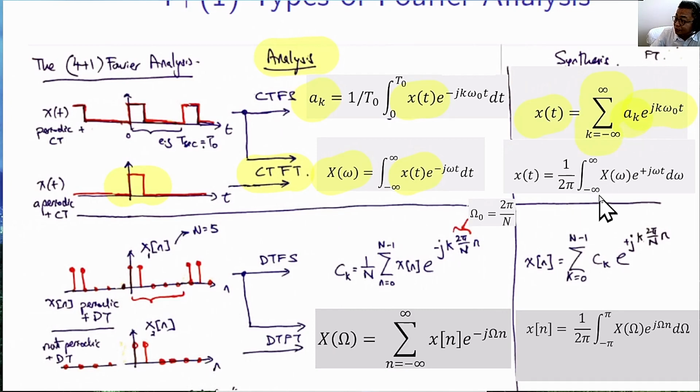Now, when we are in continuous time Fourier transform, the representation is continuous. It needs all the frequencies. So omega here is continuous. It needs all the frequencies, and hence instead of a summation, an integral is used. So this is continuous time Fourier series and Fourier transform.